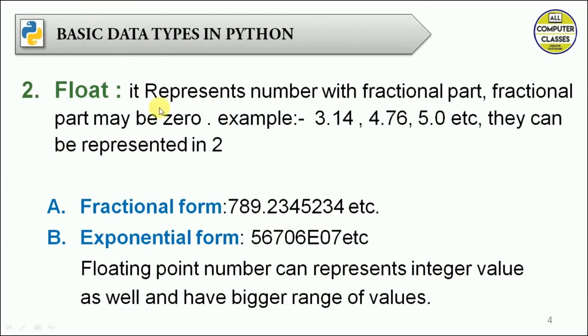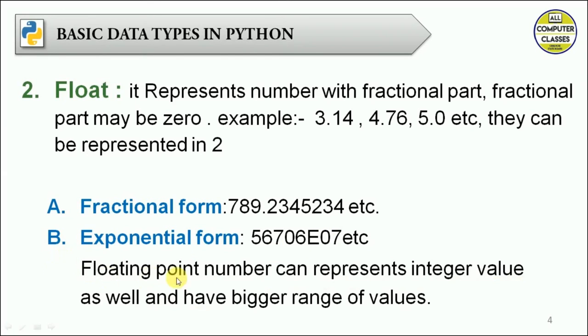Okay, so next is float. The second is float. Float represent the fractional part. Okay, wherever we have fractional part, like your percentage will be represented using float. Like you have a bill of books, so that has some decimal fractional part, so it will be represented using float. So it is represented basically in two forms. First is the normal one, 789.2345 and so on. And second is exponential. The fractional part is represented using E07, right? So the E is used for exponential form.